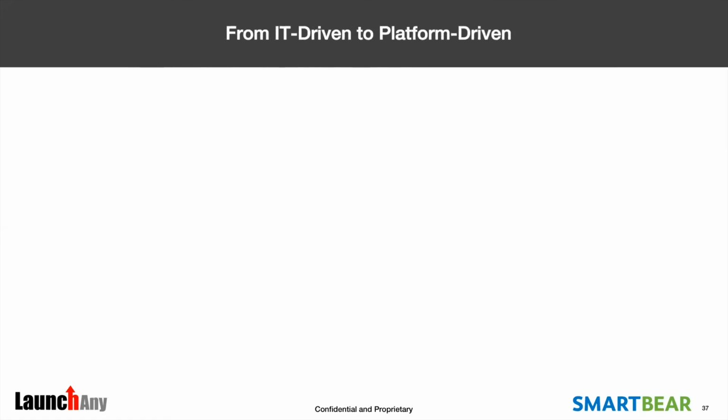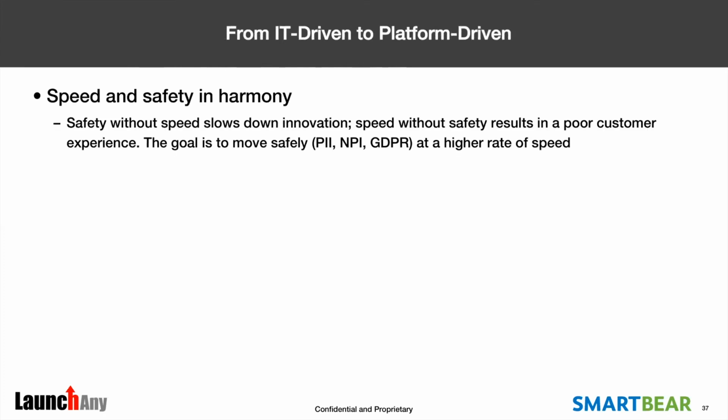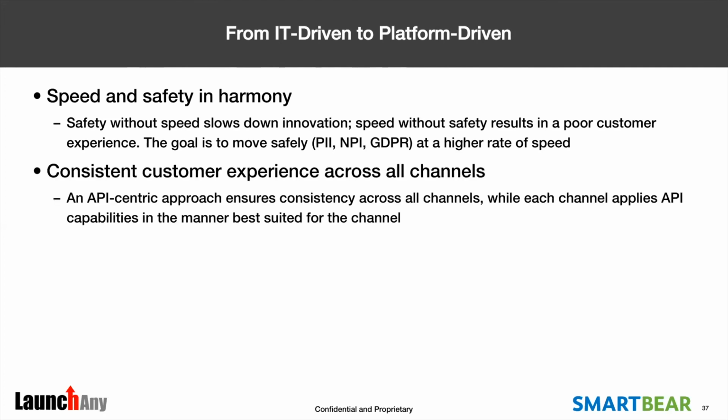So in summary, moving from IT-driven to a platform-driven approach is pretty complex. There's a lot here that we've talked about, and this just barely touches the surface. But some of the key factors involved: combining speed and safety so that you can deliver an API platform effectively at a higher rate of speed while making sure that you adhere to all the rules, regulations, and protection of personal data. We want to make sure that we deliver a consistent customer experience across all channels.